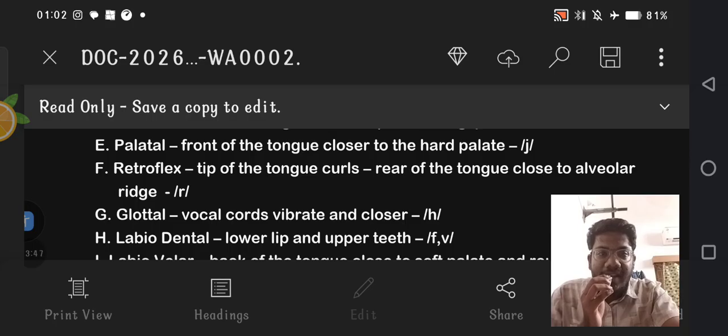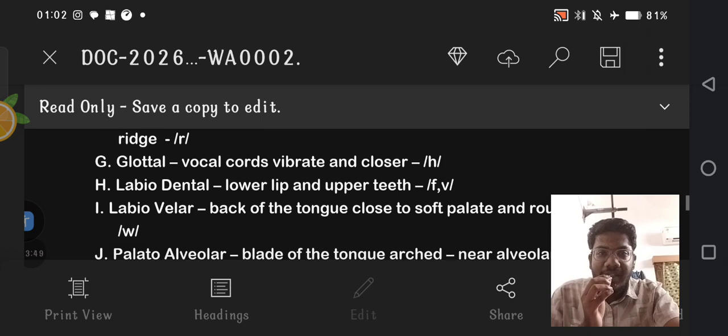Then it's glottal consonants. Glottal consonants are produced when vocal cords vibrate, where the two vocal cords are intermittently close to each other, producing a subtle sound. Then labiodental consonants. Labiodental consonants are produced when the lower lip articulates with the upper teeth. The lower lip touches the upper teeth.